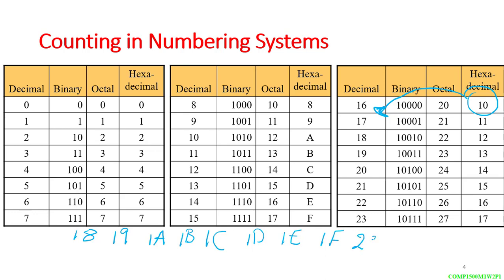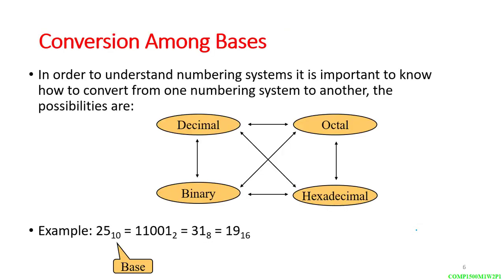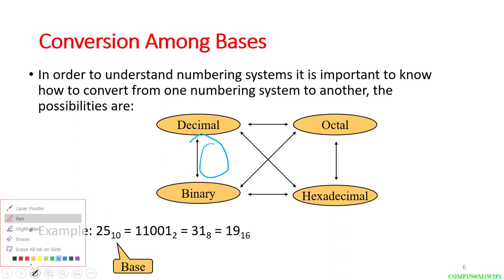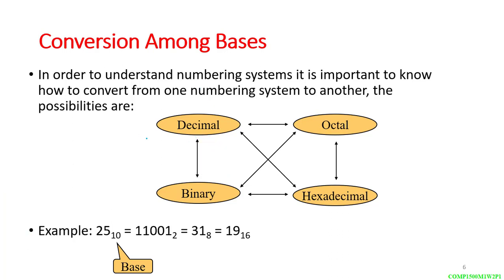So what we are going to learn this week is how to convert between decimal and binary, then decimal and octal, both ways, decimal and hexadecimal, binary and octal, hexadecimal and binary, and finally hexadecimal and octal.